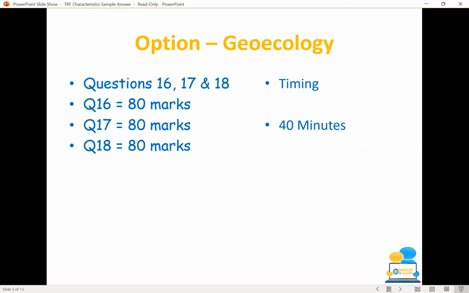So just to have that in your head before you go into the exam, okay, so that you know what to expect and what is going to be coming up in terms of the exam. So you're not wasting time going to the other option sections and wasting your time reading questions that you don't need to be reading when you need to go to questions 16, 17, 18 straight away.